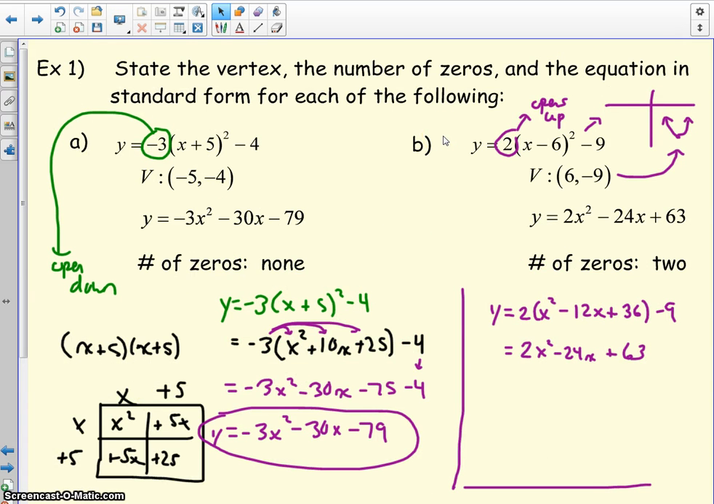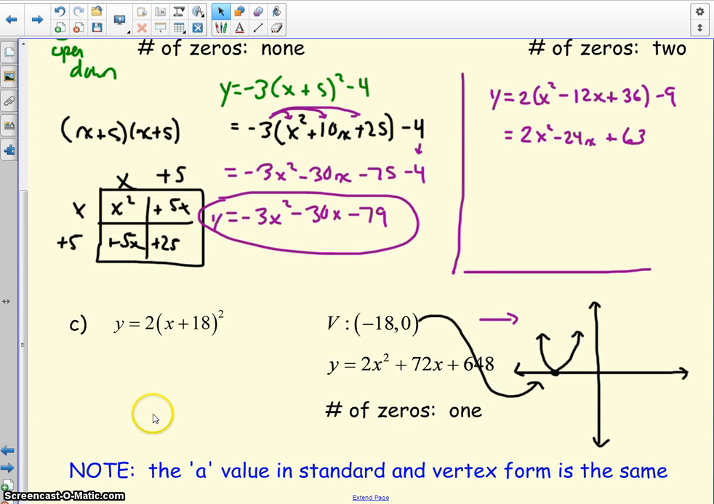So for the second one, vertex is at 6, negative 9. If I do a quick little sketch of that, that vertex is down here below the x-axis. The a value is positive, so we open up. So we can see from that quick little sketch it is going to cross the x-axis twice. We have 2 zeros or 2 x-intercepts. I showed a couple steps for the expanding and simplifying here, so hopefully you wind up getting the same answer as me, 2x squared minus 24x plus 63 for standard form.